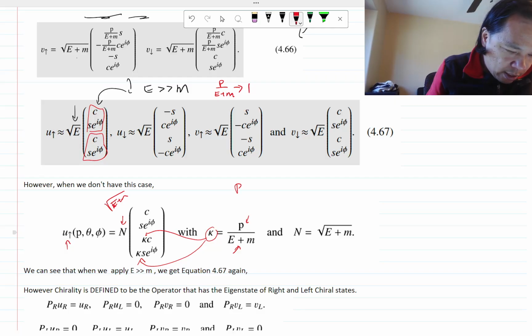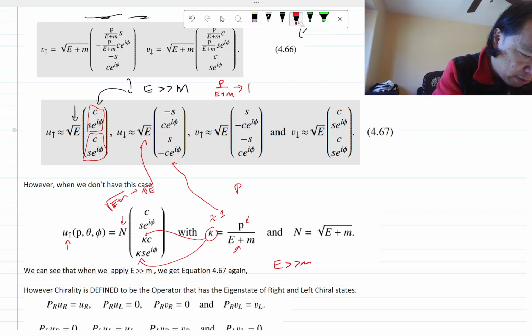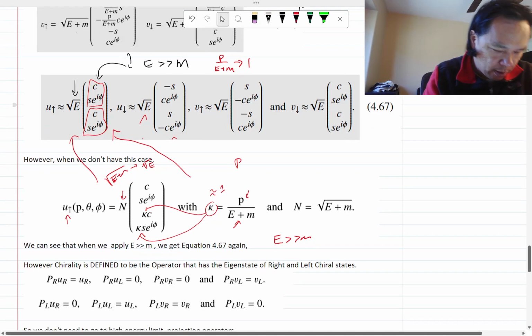So when we apply the E much bigger than M limit, this becomes square root of E, which is exactly what you have here, and kappa basically becomes 1, which is exactly what we have in front. Okay, oops, I'm pointing to the down helicity one. Okay.